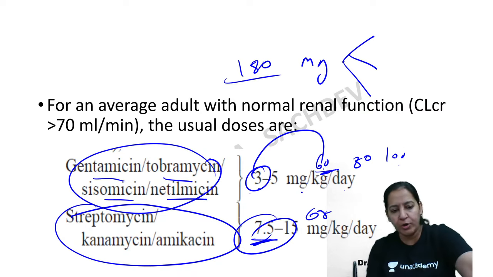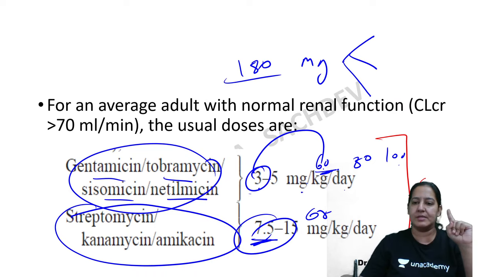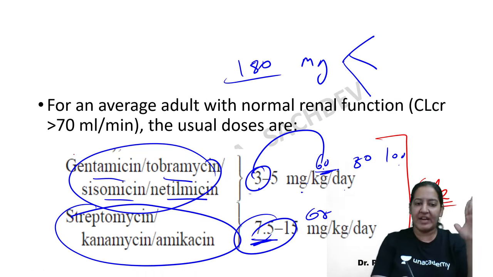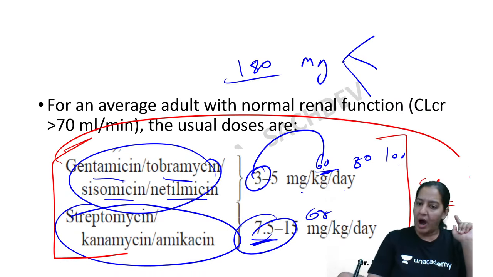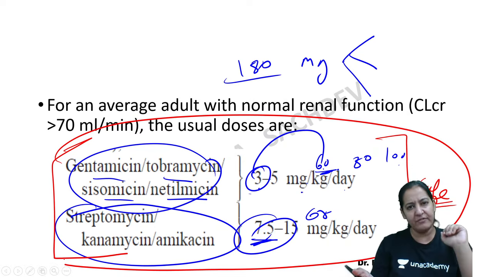Suppose I taught you this chapter and you are very aware of it, and when a patient is coming, you will give the safe doses. You are very cautious now, and whenever you prescribe an aminoglycoside, you are looking at the doses and giving within the safe range. So are you safe? No, you can't.